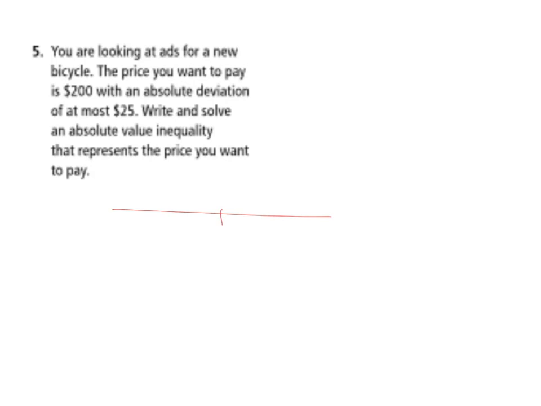So here's our number line. We have $200. And we have an absolute deviation, which means it can deviate away from that 200 by $25. So we're looking at 225 or 175. Now, it does say in here at most, I believe, if I remember correctly, yeah, at most $25. So that tells me we're going to have a closed circle, because at most it could be equal to.